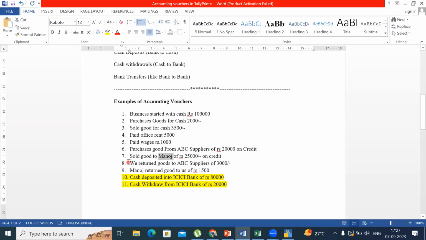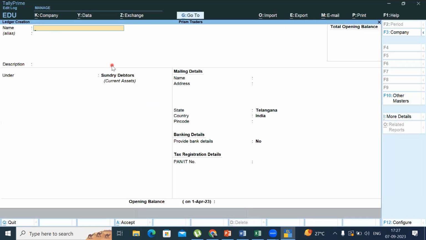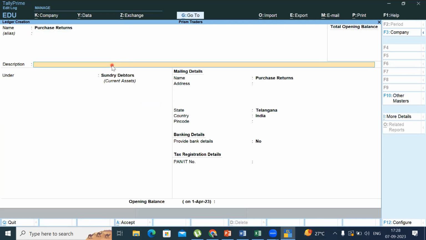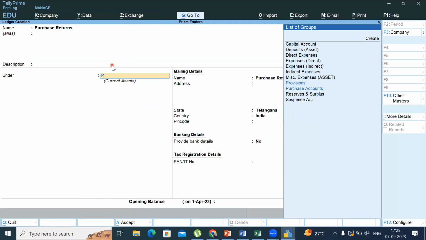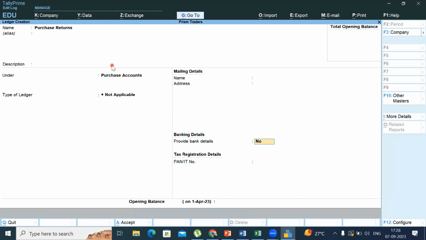One more ledger: in the 8th and 9th transactions we returned goods. Returned means we are returning them again. In this case, you can create two common ledgers in Tally: purchase and purchase returns. Purchase is under the purchase account, and it is debit. Purchase returns is also under the purchase account, and it is credit. We'll check it in the transaction.